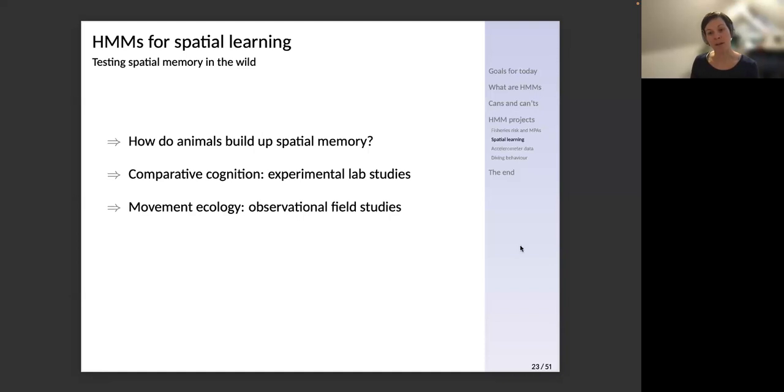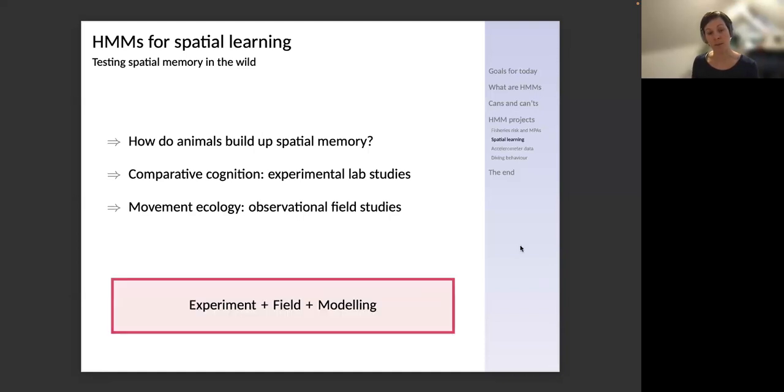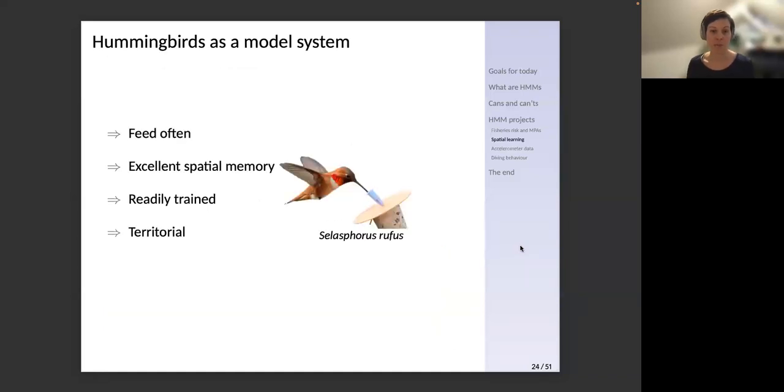But because we were able to work on this study system, which involved hummingbirds, we were able to combine the experimental aspects of comparative cognition with the field elements of movement ecology and modeling to find out how spatial memory builds up in these hummingbirds. So hummingbirds were a really good model system because they feed often, they have excellent spatial memory, and they're readily trained. They're quite territorial. So all of this combined meant that you were able to train hummingbirds to come to a feeder and feed, and you knew they weren't going to leave the area because they're territorial.